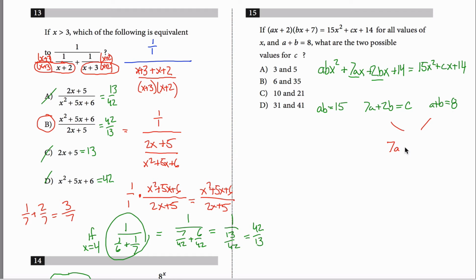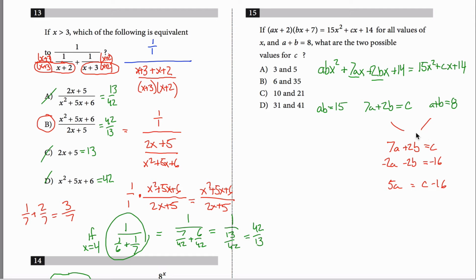I could add these equations together. I'm going to leave my first equation completely alone. My second equation, I'm going to multiply both sides of it by -2. The reason is that I'm looking into the future, and when I add these together, I want my b terms to cancel out. 2b and -2b cancel out. So 7a minus 2a leaves me with 5a, and that must be equal to c minus 16.